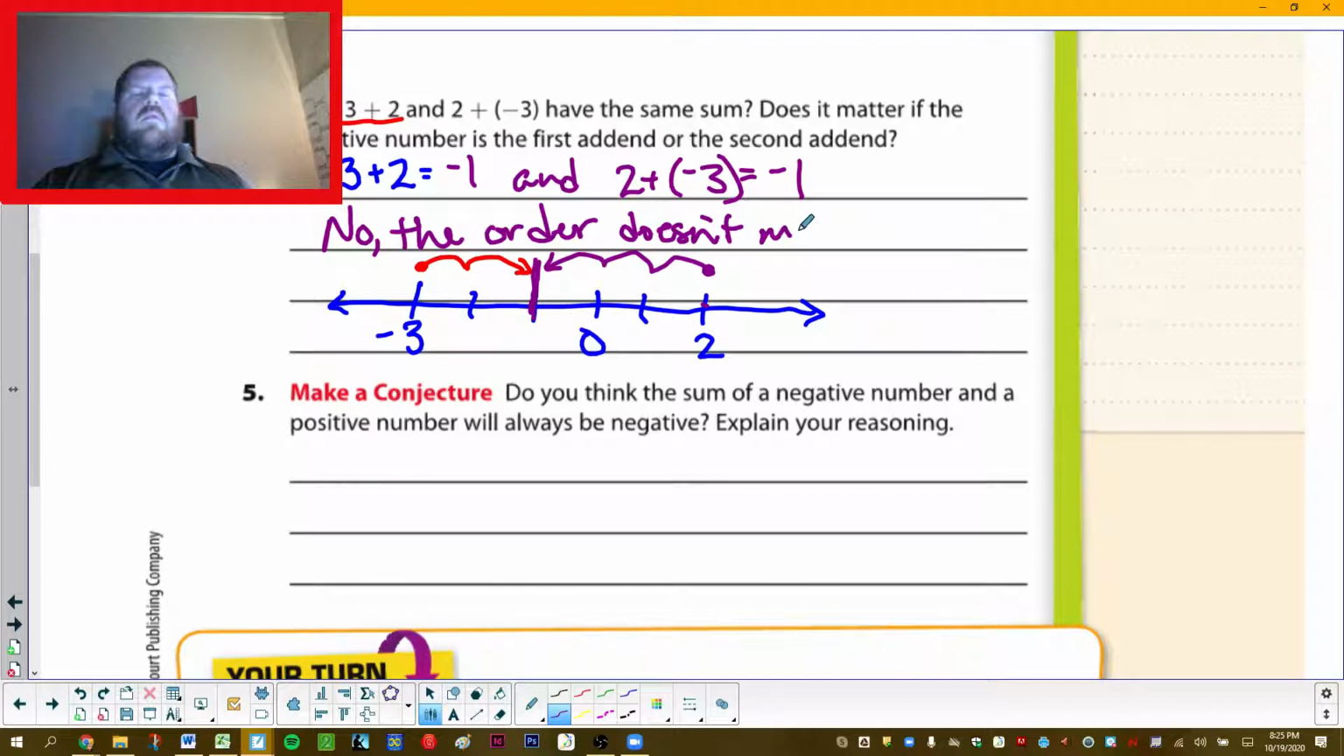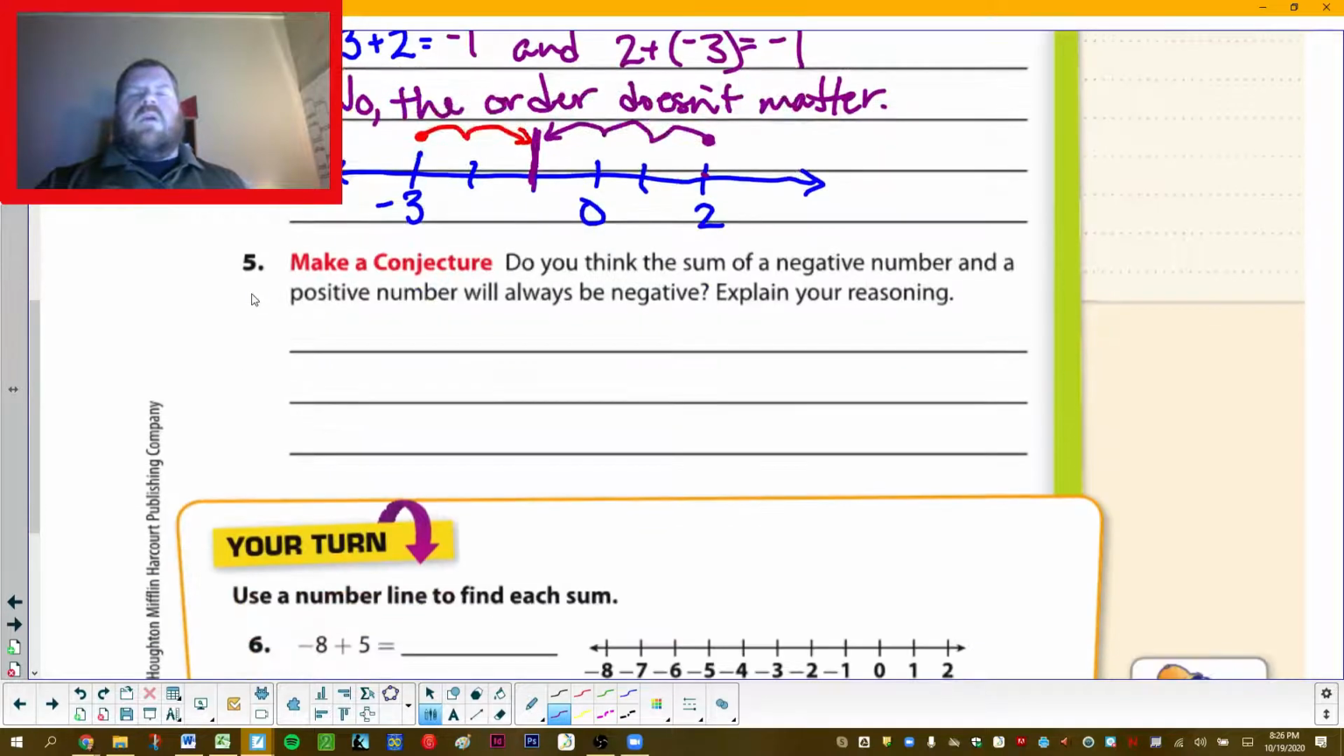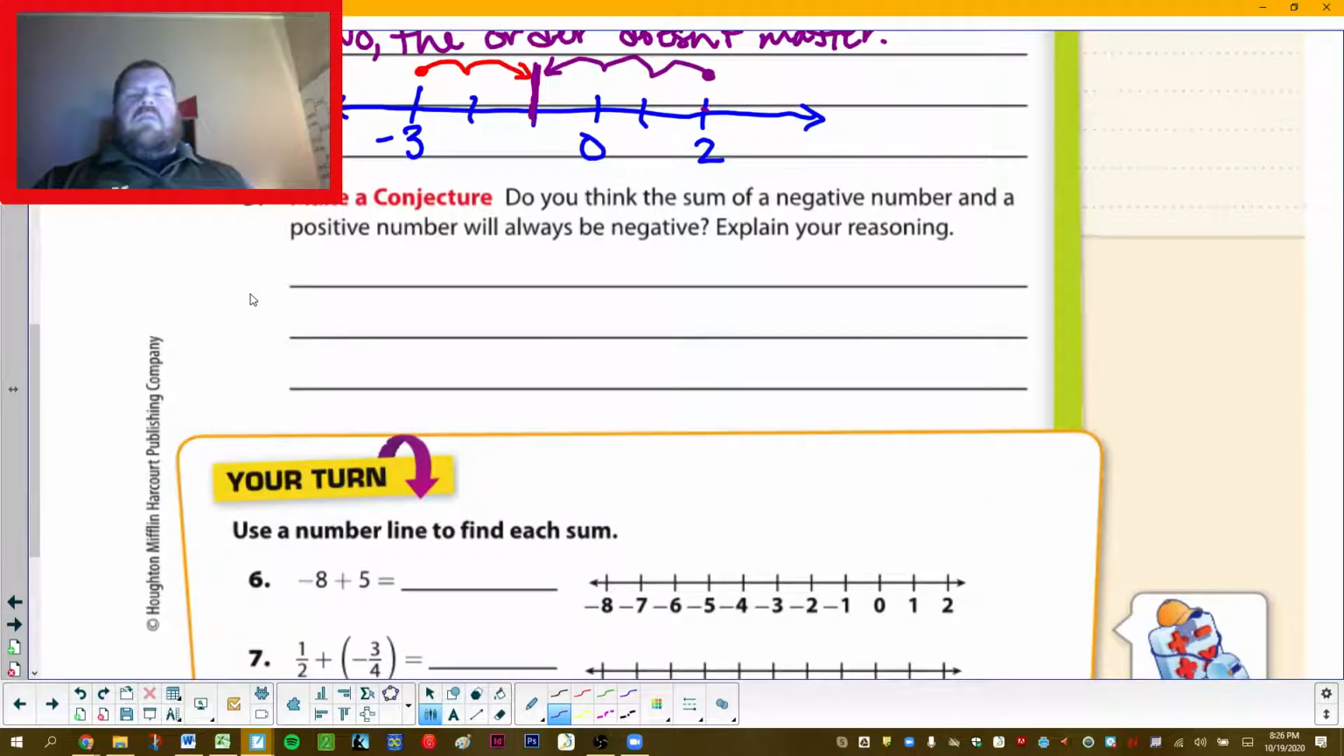But notice what we did. 3 was negative in the first one. 3 is still negative in the second one. It's not that we just moved the negative to the other number, it's that we switched the entire numbers around, which is something you can do. Okay? Let's make a conjecture here.